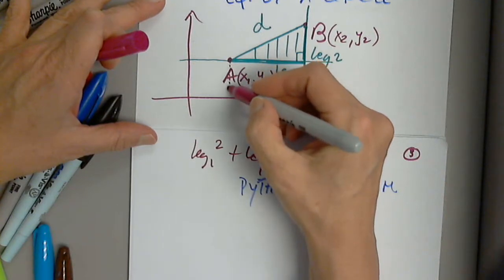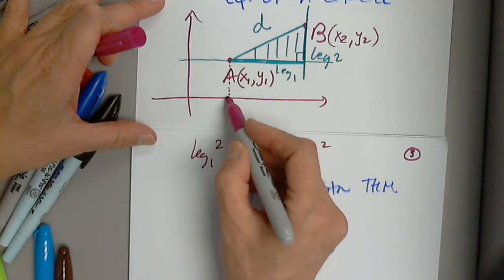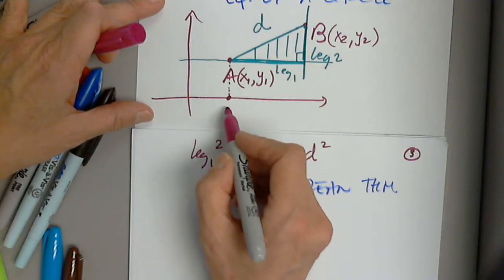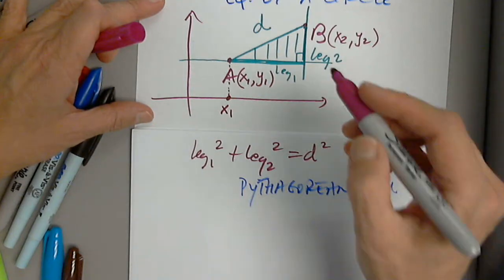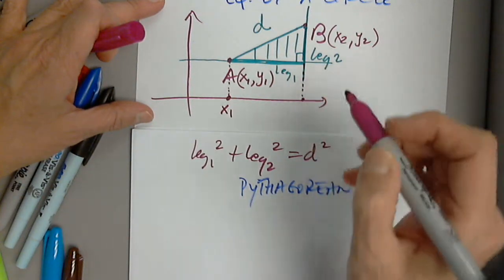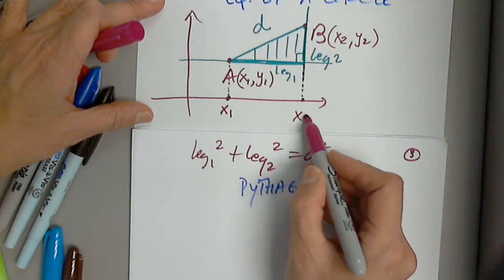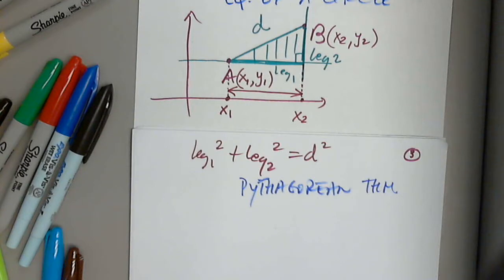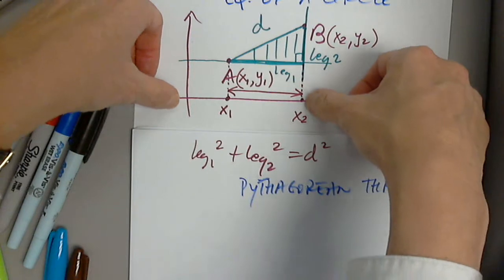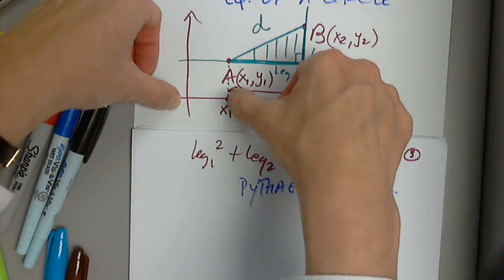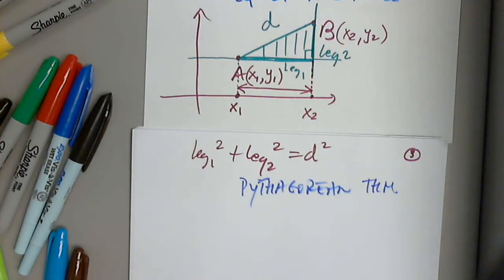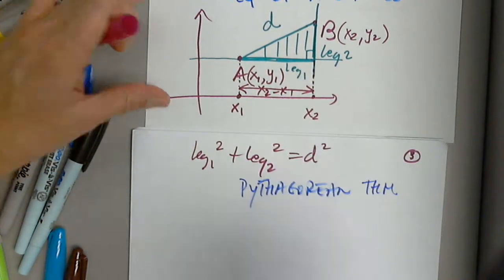So this is the x-coordinate of A. What is this? This is the x-coordinate of B. What is this? Perfect. So now can anyone give us the length of this leg? x2 minus x1. Correct. x2 minus x1 is this leg, the measure of leg 1. Is that clear? Perfect. So this is x2 minus x1.